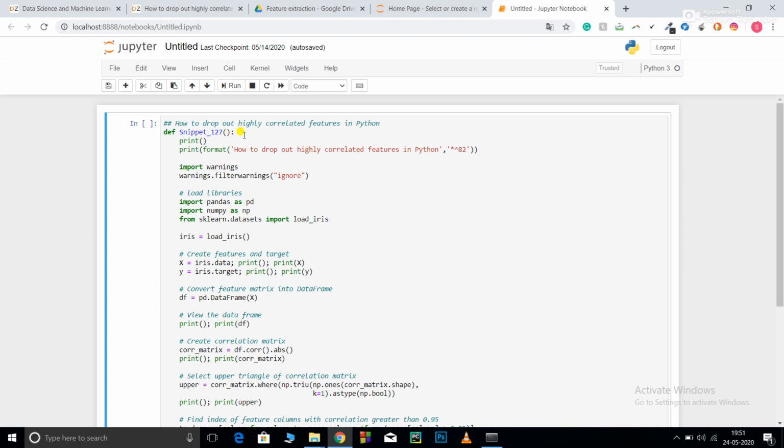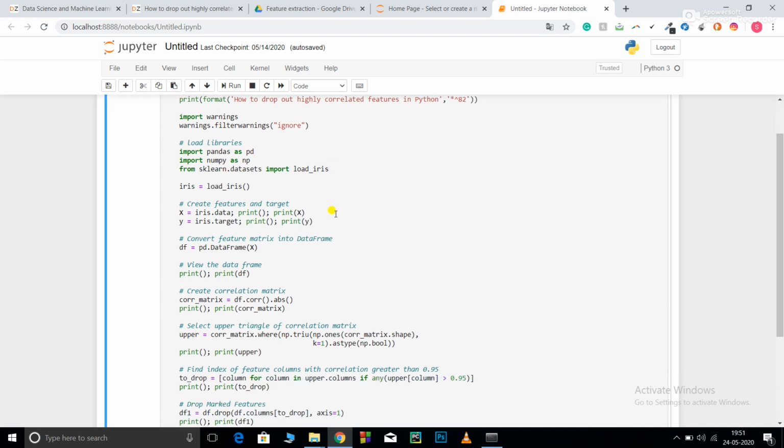Now let's get started with the code. So over here I've defined my function. I've imported warnings, and in order to ignore unnecessary warnings, I have filtered them using filter warnings. Now I'm importing pandas as pd and my NumPy library, and from sklearn datasets I've imported the iris dataset. Now after that I am initializing my iris dataset. So iris is equal to load iris. I have saved that under the name iris.